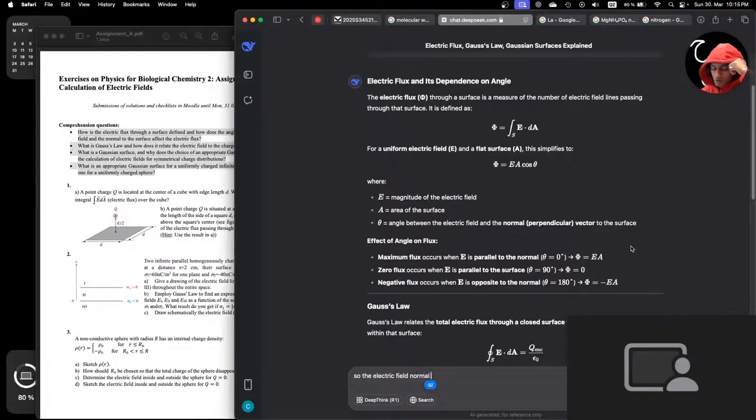Negative flux comprehension. So, electric flux, surface. Field lines passing through that surface.